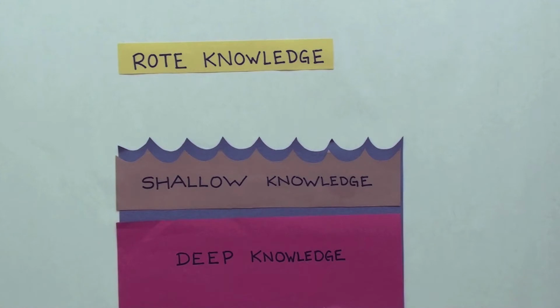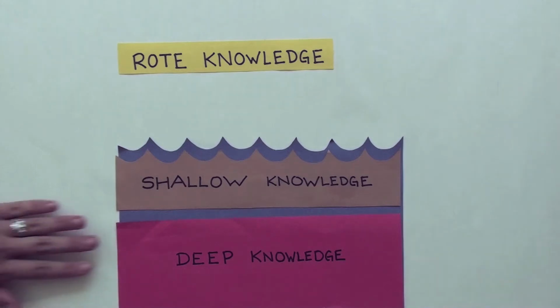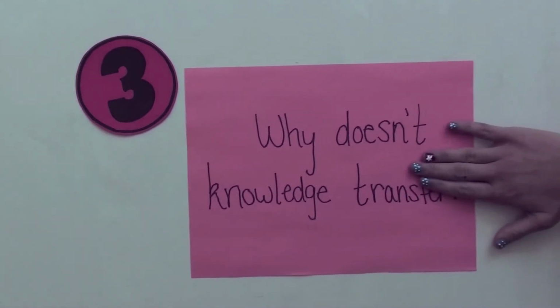3. Deep knowledge occurs when everything, the part and the whole, is understood. Students can apply new ideas in relation to prior knowledge and make connections to new situations. 3. Why does knowledge not transfer?